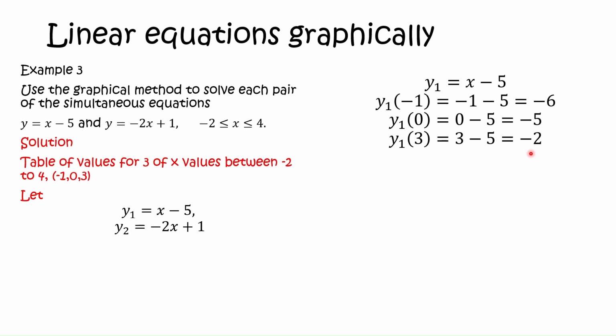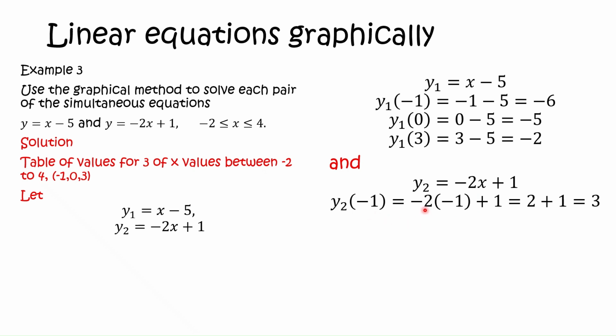We are going to do the same thing for y2. You know that y2 is given to be minus 2x plus 1. So y2 of minus 1 is minus 2 times minus 1 plus 1, wherever we had x we are substituting minus 1. Minus 2 times minus 1 would give us a positive 2, plus 1, which adds up to 3.